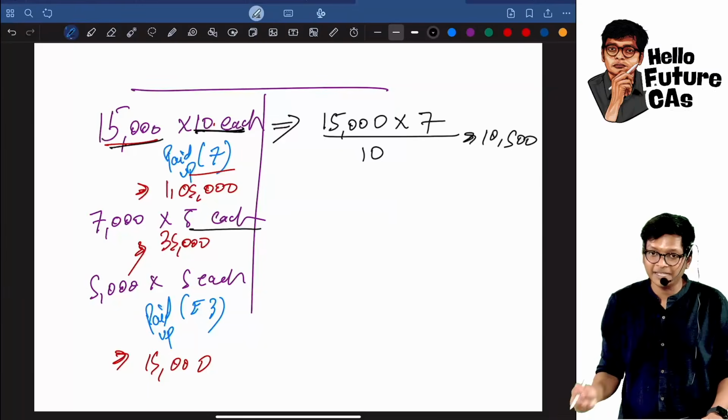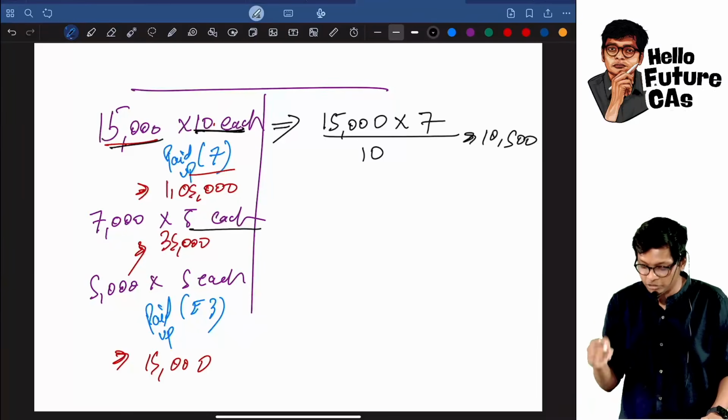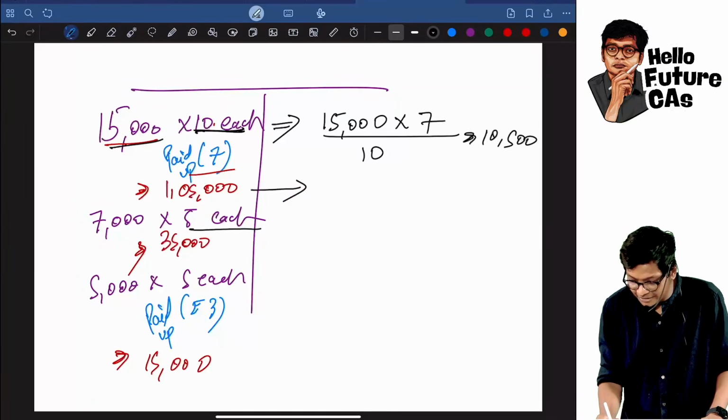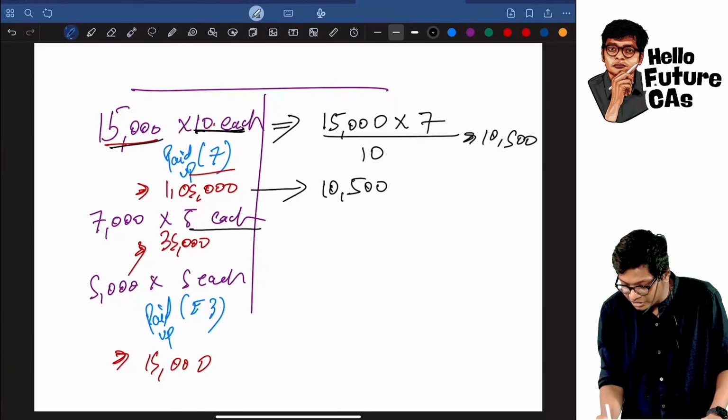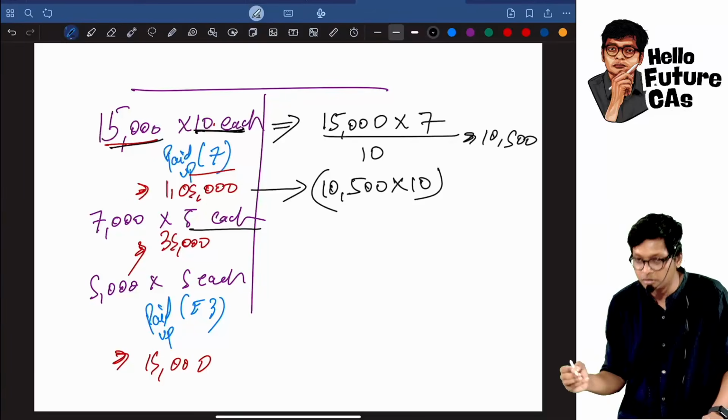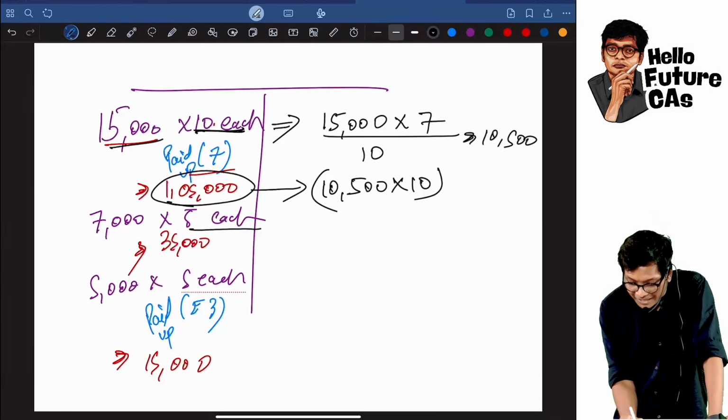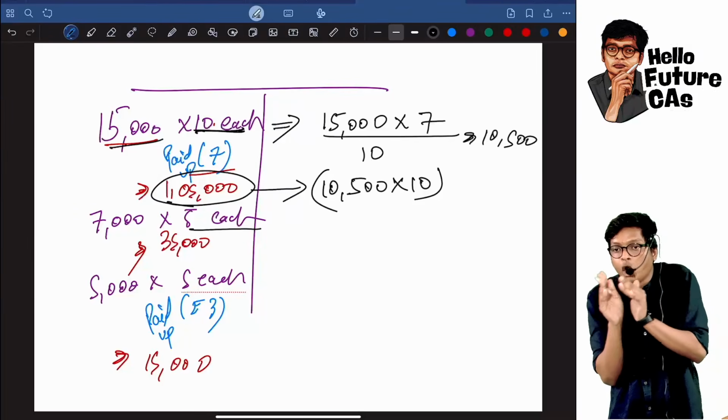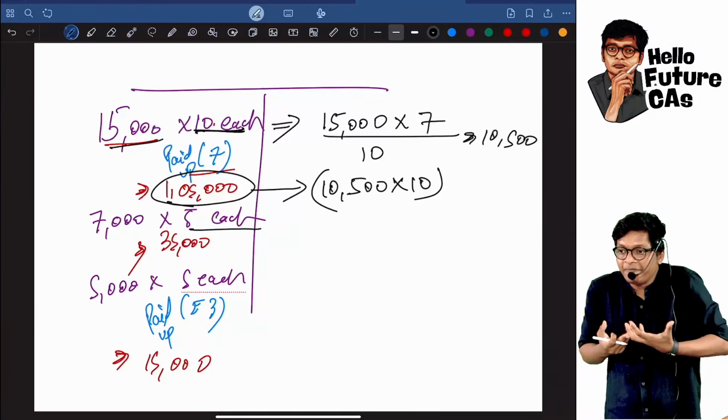10,500 into 7 by 10 now. 7 by 10 because I'm converting to shares of 10. So look at the same thing will replace here: 10,500 shares into 10. Are you getting it? This total should match before conversion and after conversion. That means the paid up value should match.